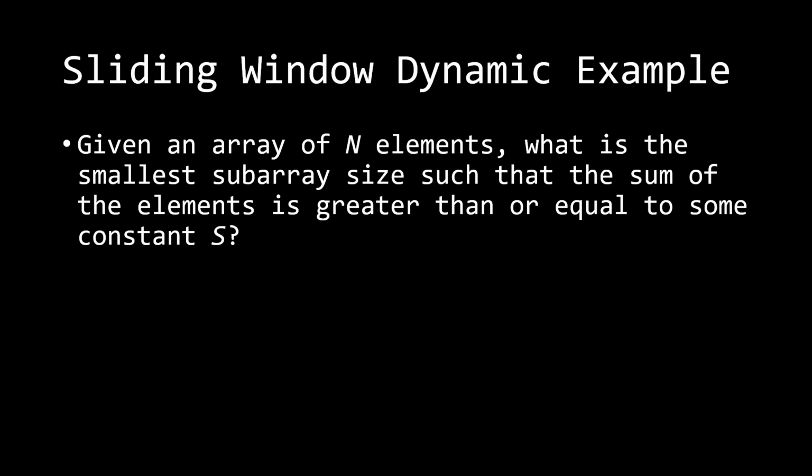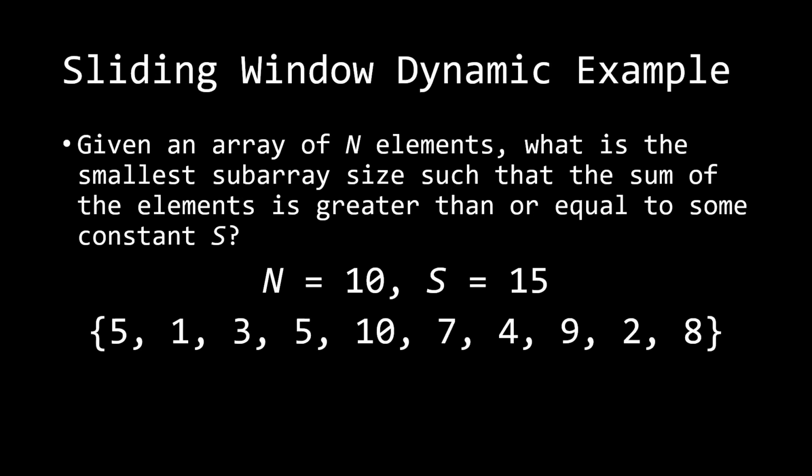The example states, given an array of n elements, what is the smallest subarray size such that the sum of the elements is greater than or equal to some constant s? So we're essentially trying to find the smallest window where the sum in that window is greater than or equal to a constant s. Let's look at a specific example. Let's say n is equal to 10 and s is equal to 15. So we're given 10 elements, and we want to find the smallest subarray size such that the sum of the elements is greater than or equal to 15.